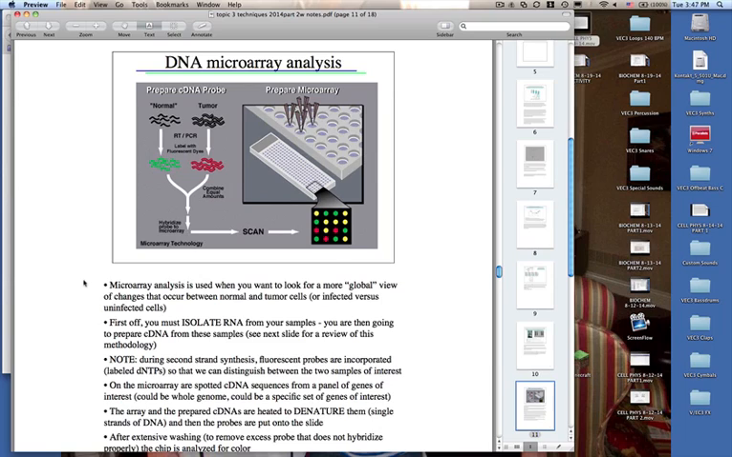So transcripts. What do we do with transcripts? We don't like transcripts, right? We like RNA. We don't like RNA. We like DNA. So what are we going to do with our transcripts, or our RNA that we've isolated from these different samples? We're going to reverse transcribe it. Right off the bat, we're just going to make cDNA, okay?